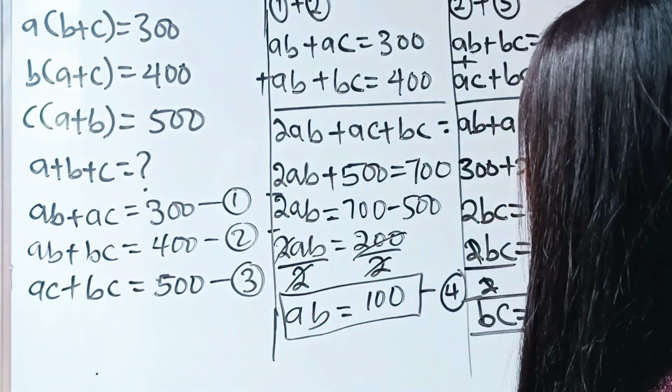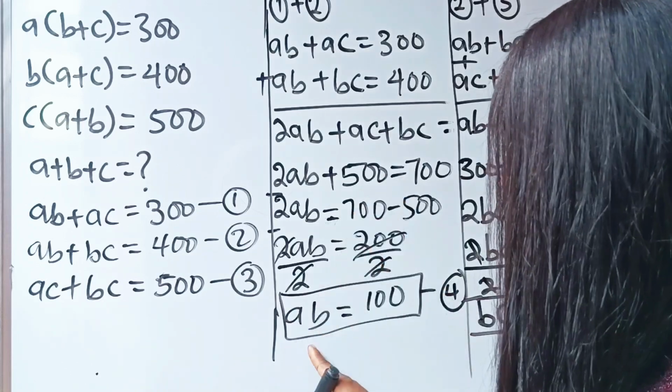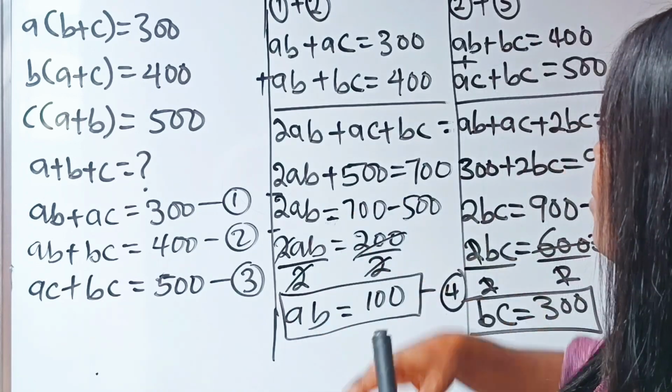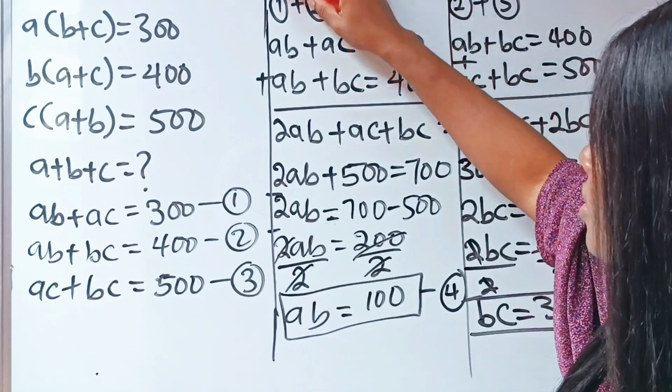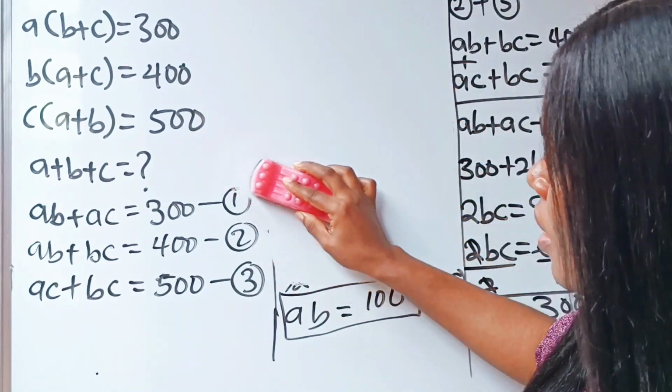Now, the most important thing we have here is that our AB is equal to 100. So let me clean here. I don't need this information.